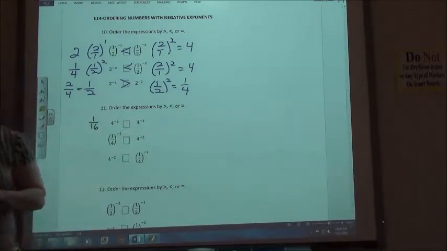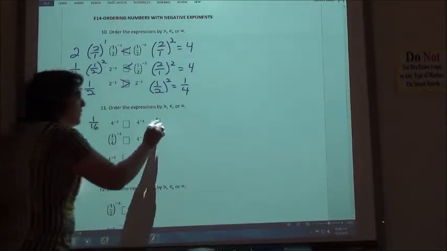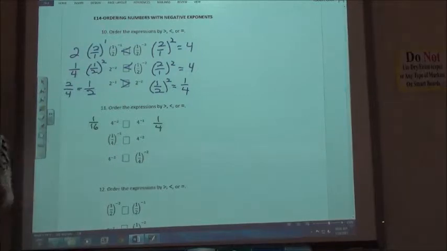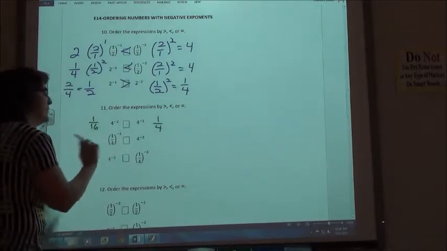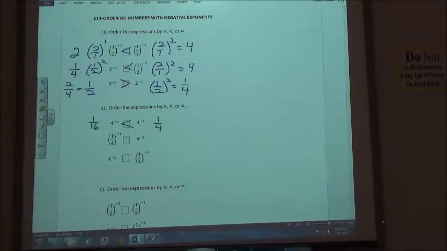4 to the negative 1 would be 1 over 4, because I have to do the reciprocal since my exponent is negative. 1/16 compared to 1/4. 1/16 is less than 1/4.